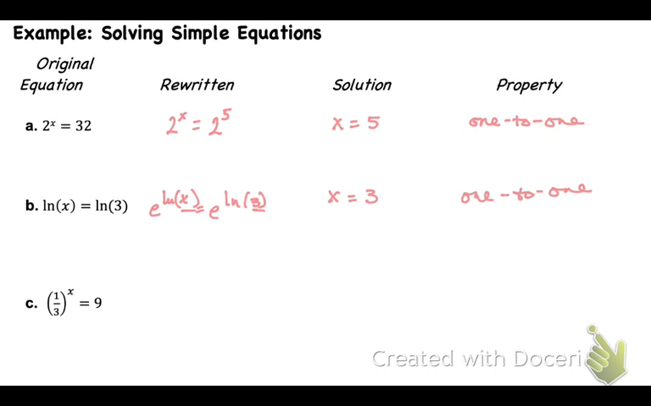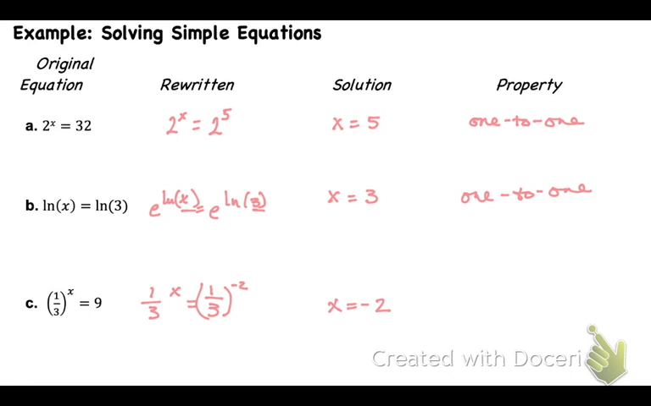Okay. 1/3 to the x equals 9. Make 9 a power of 1/3. We can. So 1/3 to the x equals 1/3 to the negative 2. So x equals negative 2.